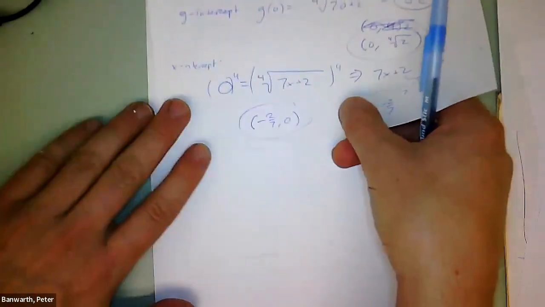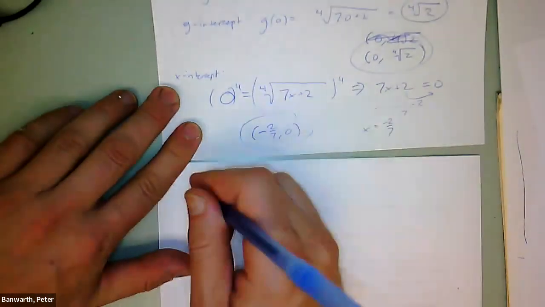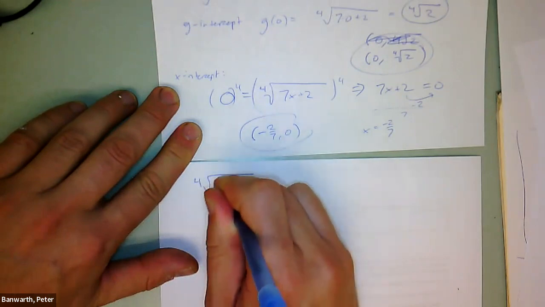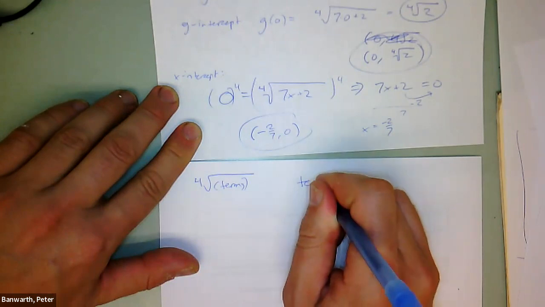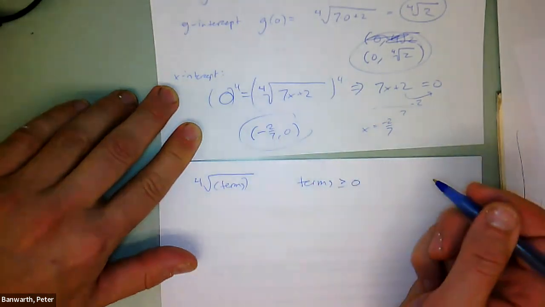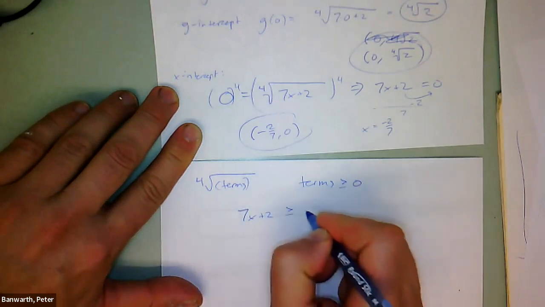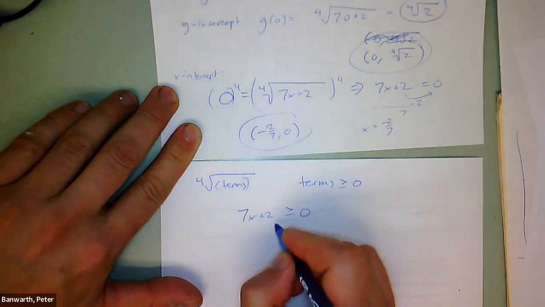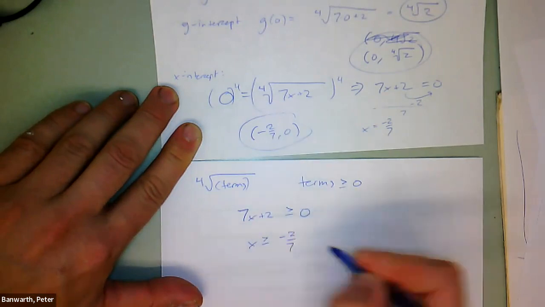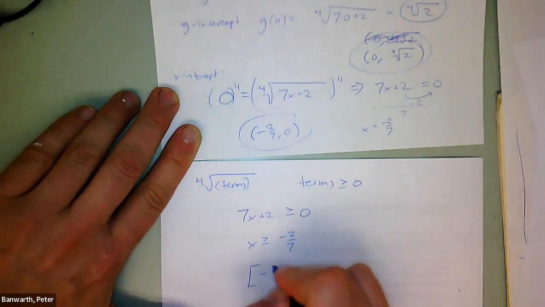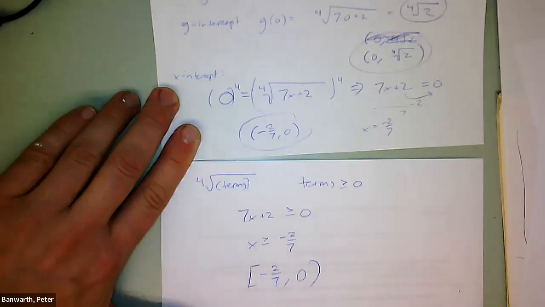You might also be curious about the domain. Well, since it's a 4th root of terms, you have to have those terms be greater than or equal to 0 in order to take a fourth root. So 7x plus 2 has to be greater than or equal to 0. We solve this just like we did up here, and we see x has to be greater than or equal to -2/7. And so then my domain, it can get to that point, because that makes this 0, and then it can go out towards infinity.